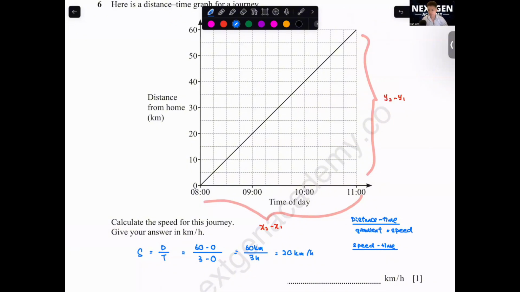Okay. In a speed time graph, can anyone tell me what can we find in a speed time graph? Okay, what are the values that we can find? Distance. Okay, distance is from what? What can we find, or how can we find distance in the speed time graph? Speed times time.